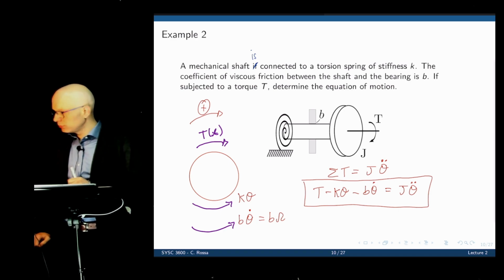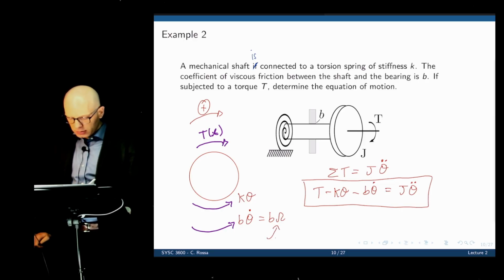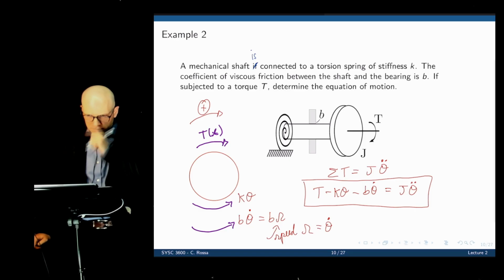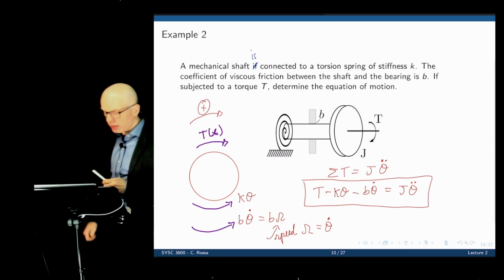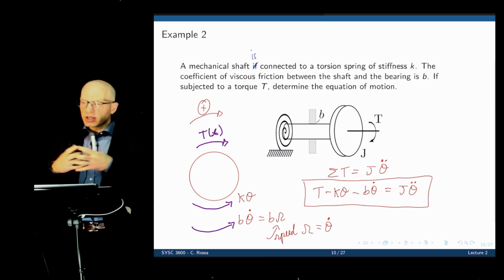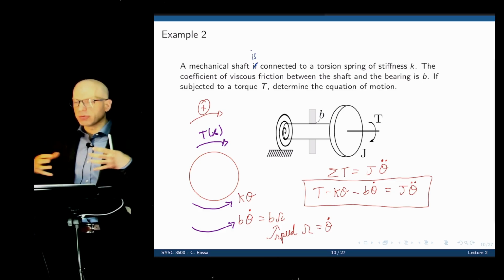Just one quick question. Did you write B omega? Yes, omega is just a common sign for a speed, angular speed, which is the same as theta dot. Thank you. But of course, we want the equation to only have one variable, so we write everything as a function of the same variable, in this case, theta.